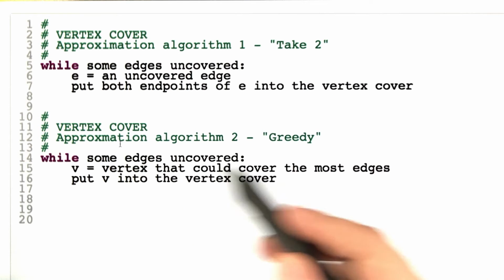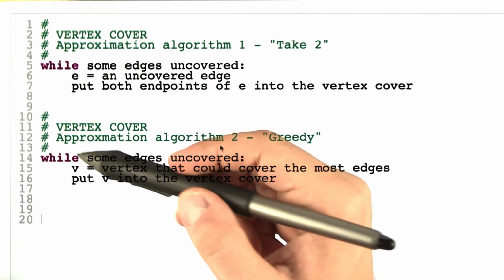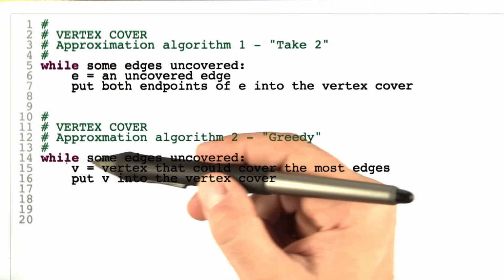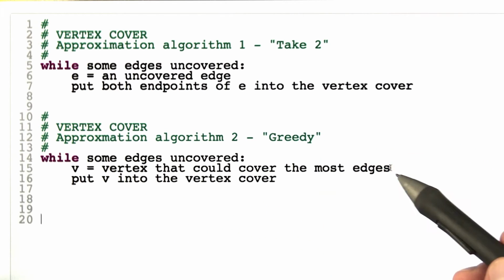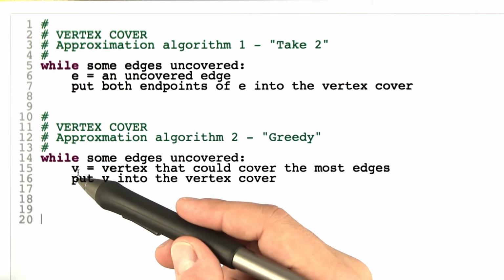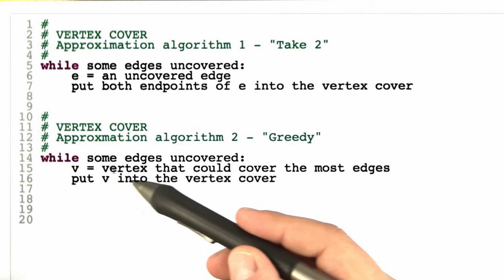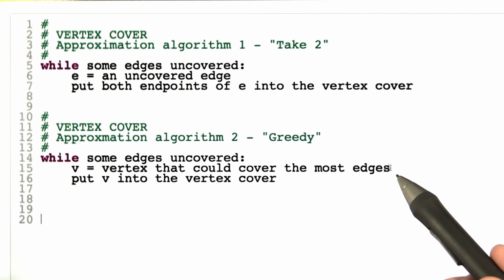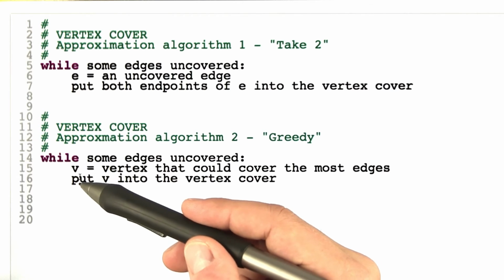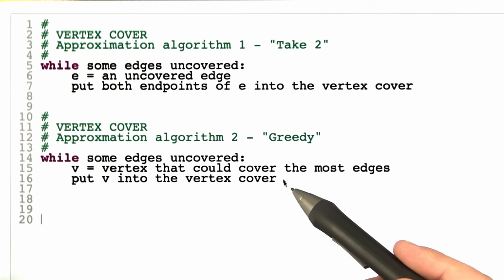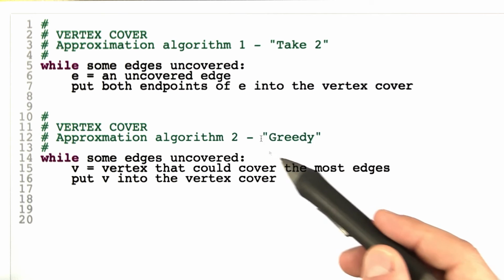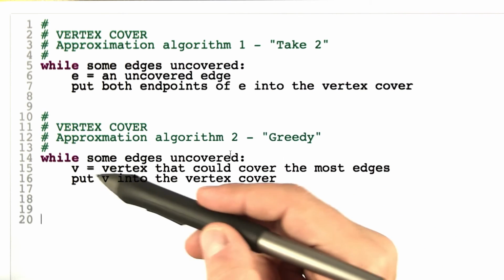Here's her second idea, and she calls it greedy. The first line is still the same: it looks if some edges are uncovered. Then it goes through all of the vertices to determine which vertex could cover the most edges that are still uncovered. So which vertex is next to the most edges that do not yet have an endpoint in the vertex cover, and then it puts that vertex into the vertex cover. So it tries to maximize the coverage that it can achieve in each round that this loop is run.